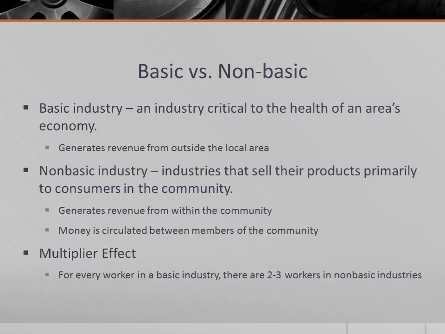And the multiplier effect says that for every one worker in a basic industry, there are 2 to 3 workers in non-basic industries. So for example, if in the tourism industry we open a new hotel down on the Strip, and they're going to hire 1,000 workers to work in that casino, well, then we would need 2,000 to 3,000 more workers in non-basic industries. Reason being is that those workers from the casino, if they're coming in from outside of the community, and we know that we have a large migration into southern Nevada, those workers are going to need to shop at stores.